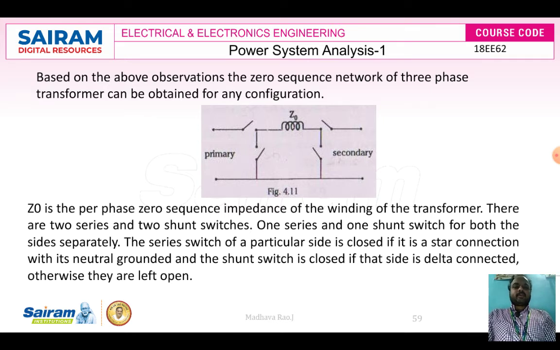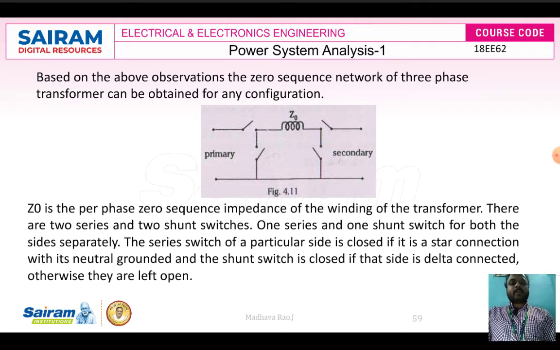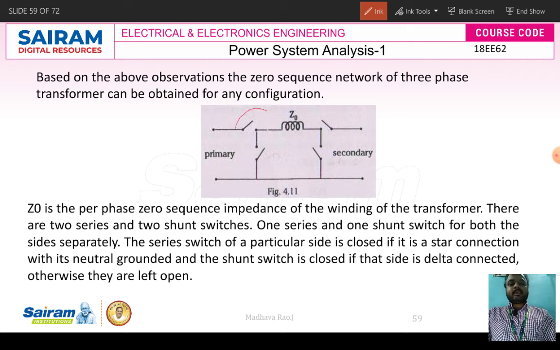So here we have one transformer. Here we can observe the sequence diagram, sequence network, using two shunt switches and two series switches. The transformer will have a primary winding and a secondary winding. These two belong to the series switches, and these belong to the shunt switches.